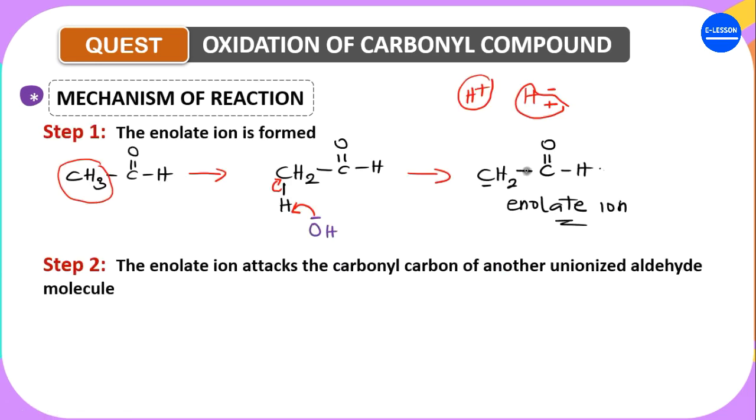So what we are going to have here is something like this. Let's bring out the unionized, which is CH3, C double bond O, and H. So in this reaction, you discover that we are using two aldehydes: the unionized one, and the enolate with CH2, then C double bond O, and then H. This is negative here. Now let's note something. This is unionized, okay?